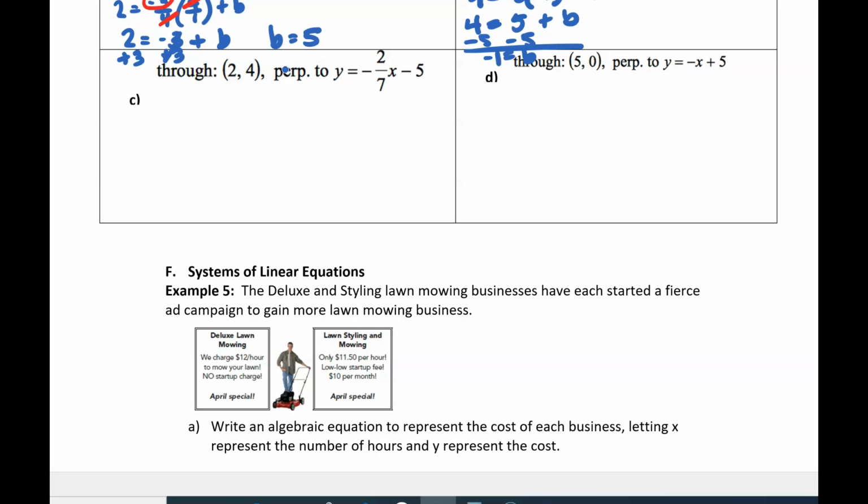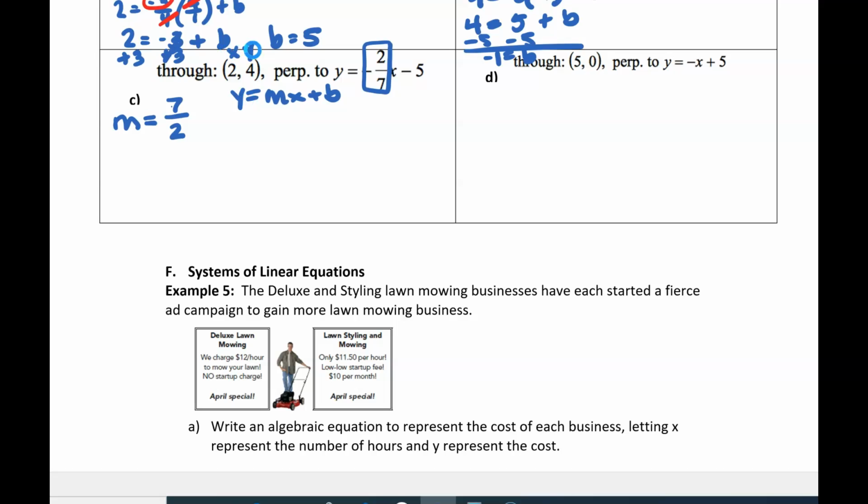So the only thing that's different is we need to identify the slope here, which is -2/7. If the line we're trying to find is perpendicular to this one, then the slope is going to be the opposite, so it's not going to be negative, and then it's going to be the reciprocal, so 7/2. So I flip it, and then I remove the negative sign. And then I go through my steps like I did before.